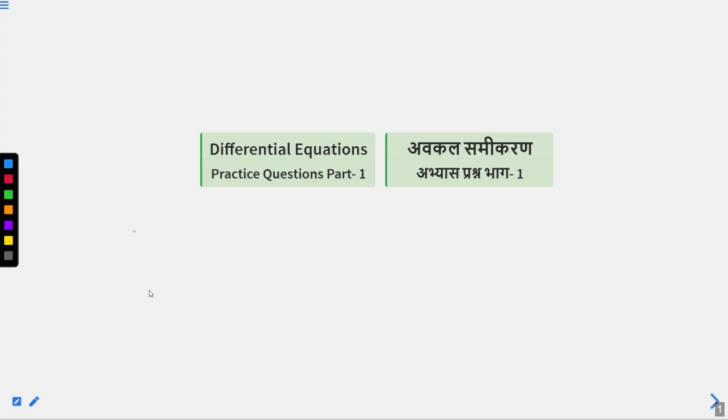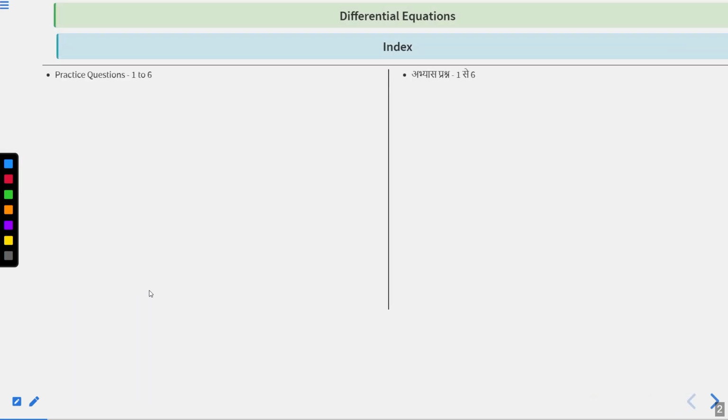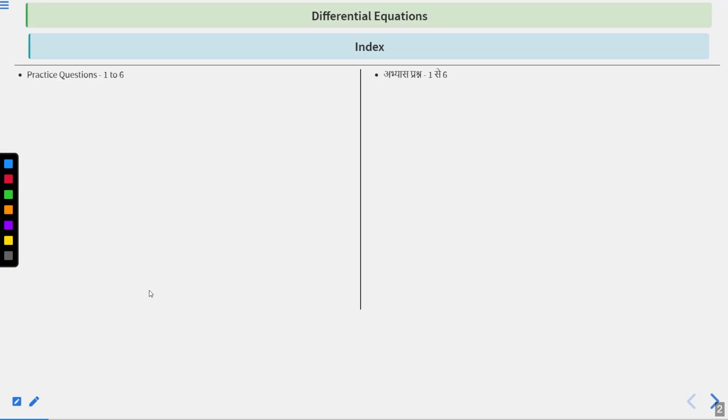In today's class, we will see some practice questions based on differential equations. We will start from question number 1 and we will discuss till question number 6.